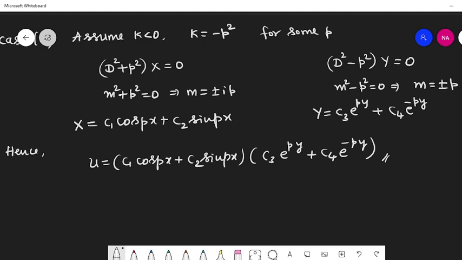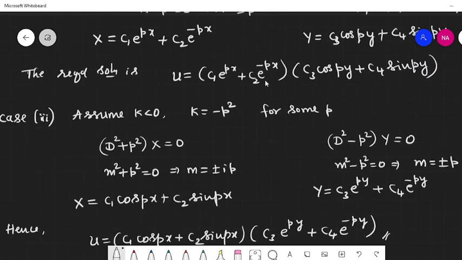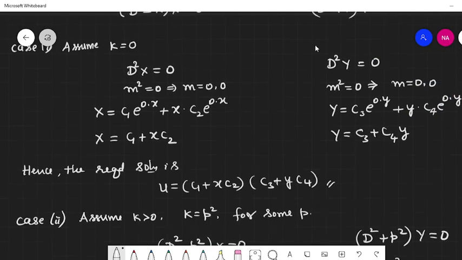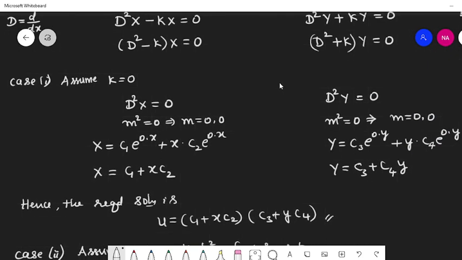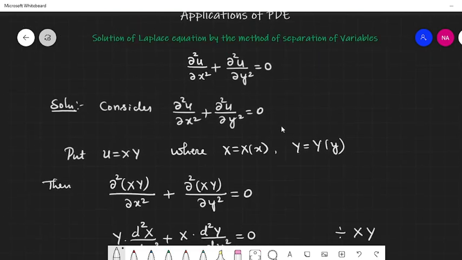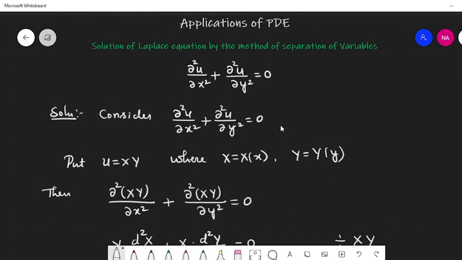So thus in each case we got different solutions, right? So we have determined the solution of the Laplace equation with respect to each condition: when k is greater than 0, when k is less than 0, and when k is 0. So this actually gives all possible solutions of the Laplace equation. So with this, our discussion of applications of PDE comes to an end.